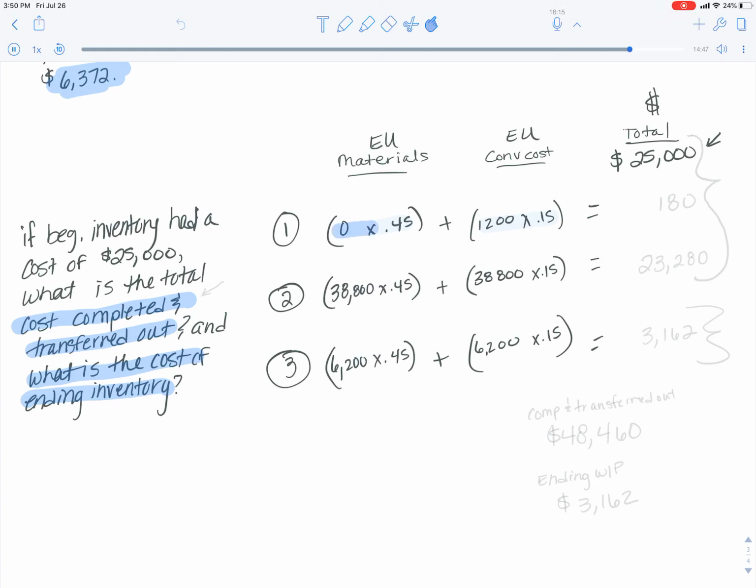So if you multiply this together and this together and add it up, it should be 180. And then in group 2, 23,280. And then in group 3, 3162. So the first question is, what is the cost completed and transferred out? That's going to include beginning dollars and group 1 and 2. So if you add up all of that together, that should be $48,460 is going to be completed and transferred out.